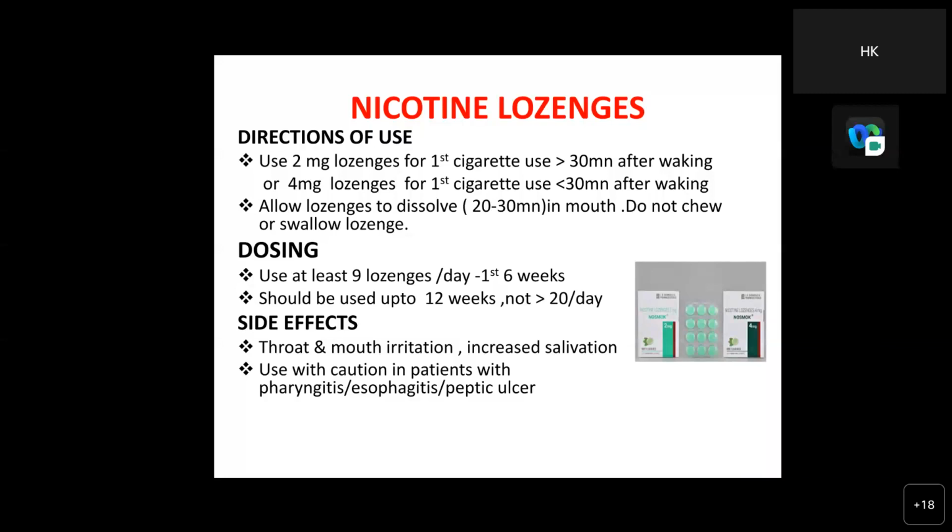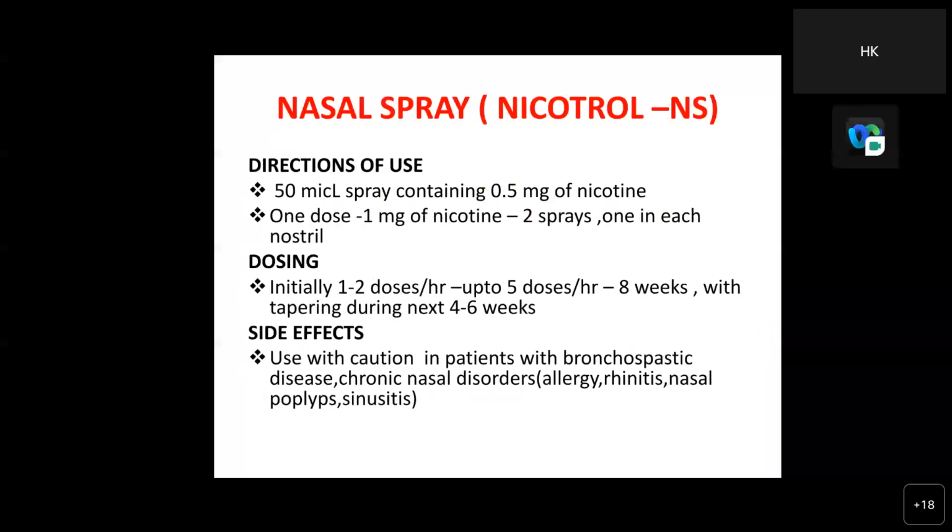Dosing, at least 9 lozenges per day for the first 6 weeks, and it should be used up to 12 weeks, not more than 20 lozenges per day. Side effects are the same as for the gum, like throat and mouth irritation and increased salivation. It should also be used with caution in patients with pharyngitis, esophagitis, and peptic ulcer disease.